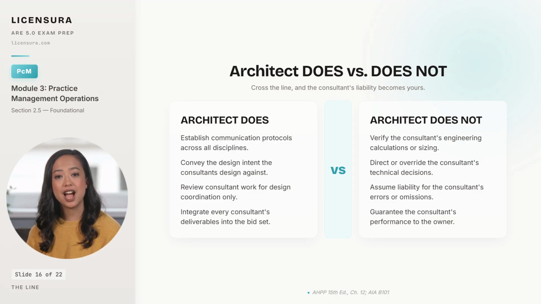The architect does not override the consultant's technical decisions, because the moment you do, you have taken responsibility for the outcome. The architect does not assume liability for the consultant's errors or omissions, and contractually, you must not let language drift into your agreement that does. And the architect does not guarantee the consultant's performance to the owner. Every crossing of that line transfers risk that the architect's policy was never priced to carry.